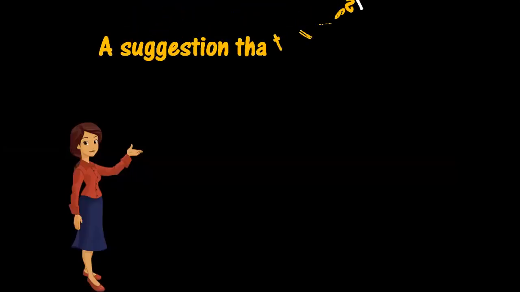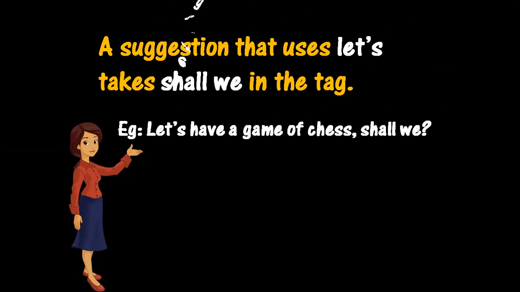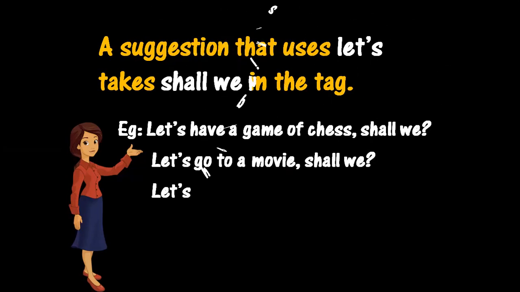Next, suggestions. Whenever a suggestion starts with let's, always use shall we in the tag. Look at the examples. Let's have a game of chess, shall we? Let's go to a movie, shall we? Let's help him, shall we? So whenever the suggestion starts with let's, use shall we in the tag.